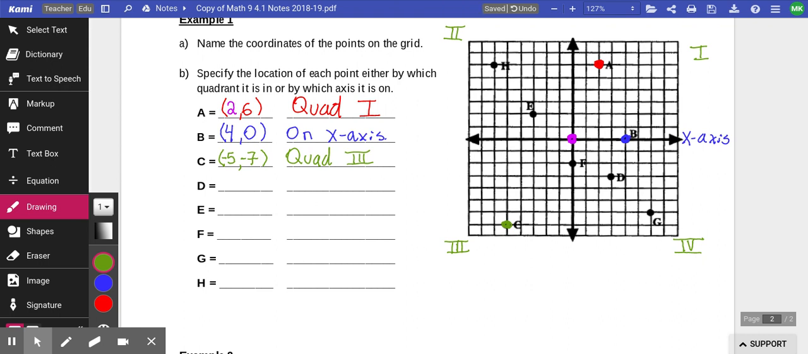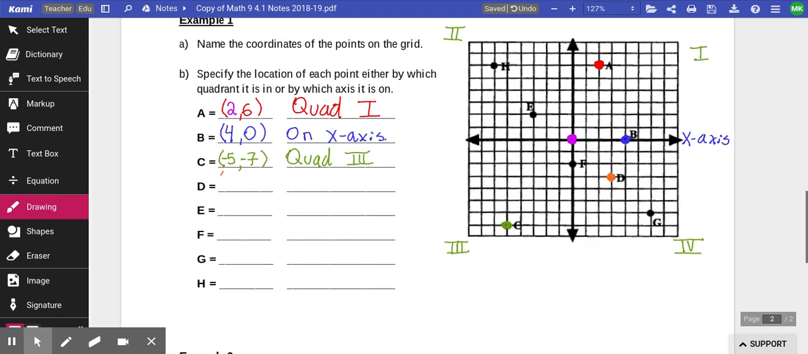If we look at D, I'm going to highlight it in orange. D is this guy right here. If I want to do the coordinate for D, first value is how far left or right. Gone 1, 2, 3 to the right. The second value is how far up or down it's gone. So it went 3 to the right, and it went 1, 2, 3 down. Because it's down, it's negative. So we say negative 3. And that thing is in quadrant 4.